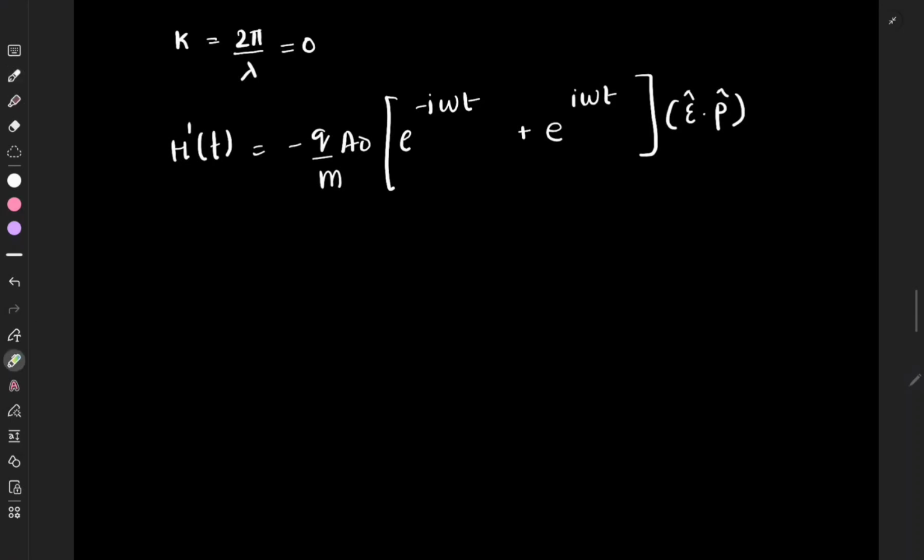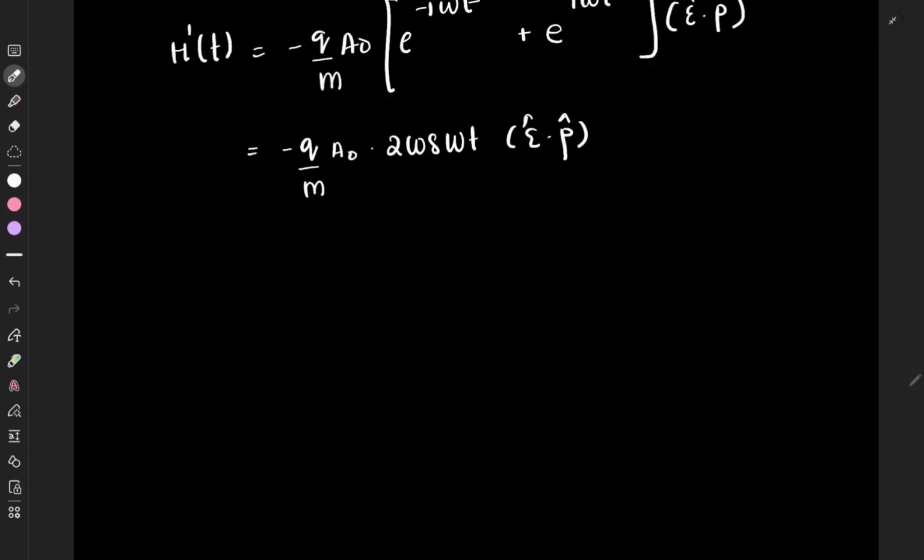Now you got this, and e raised to i theta plus e raised to minus i theta is nothing but 2 cos theta. So we can write it as minus q by m A0 2 cos omega t A dot p, right? Also we can write E naught to be equal to minus 2 A naught omega. Here we have 2A, but we don't have omega, so multiply and divide by omega, and then this whole term becomes E naught, right? Just write it as minus 2A omega.